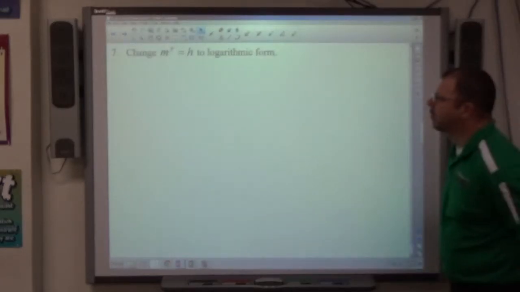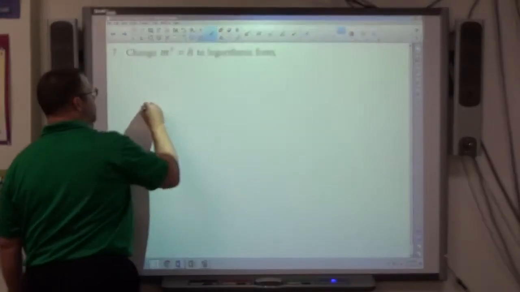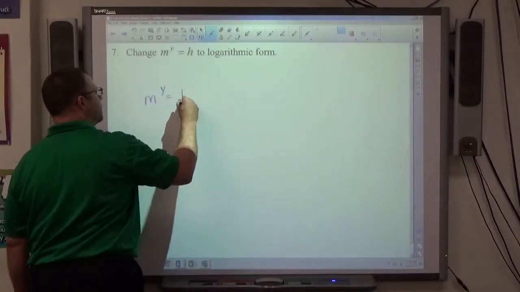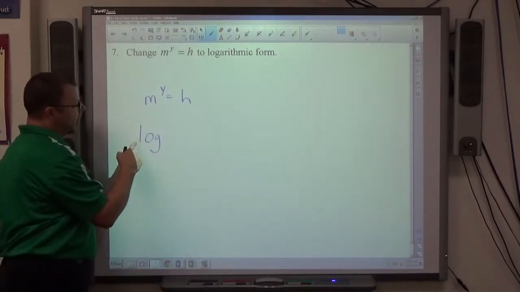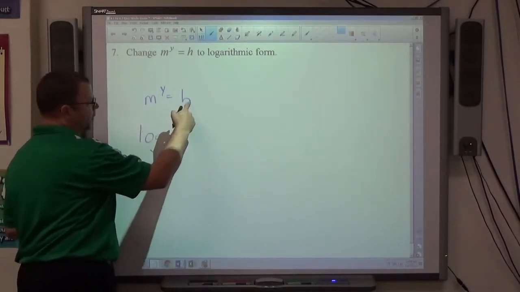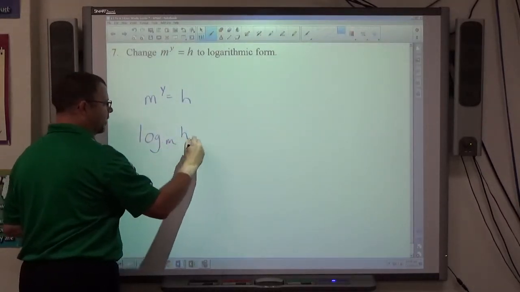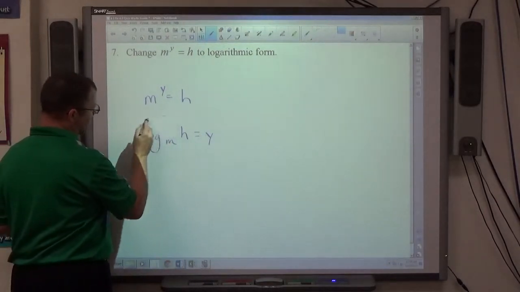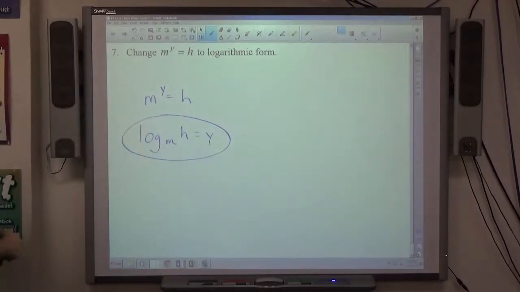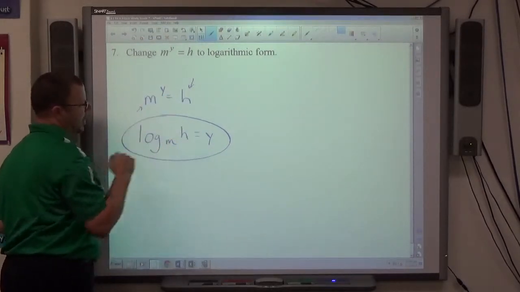Number 7, change m to the y power equals h to logarithmic form. To change to logarithmic form, it's always log of the answer, base the base, equals the power. So it's just a matter of rearranging it just like we did in class. That's how you write a logarithmic expression from an exponential. So log of whatever this thing is, base whatever that thing is, equals the power every single time.